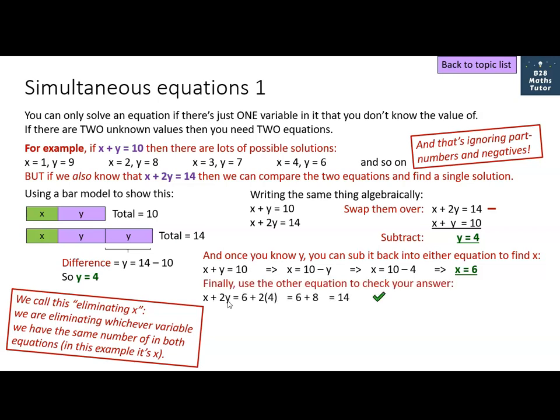So x plus 2y, x is 6, y is 4, so that's 6 plus 2 times 4, which is 6 plus 8, which is 14. And that matches this equation, so we've got it right.